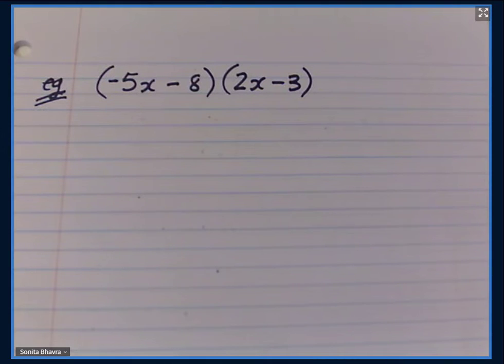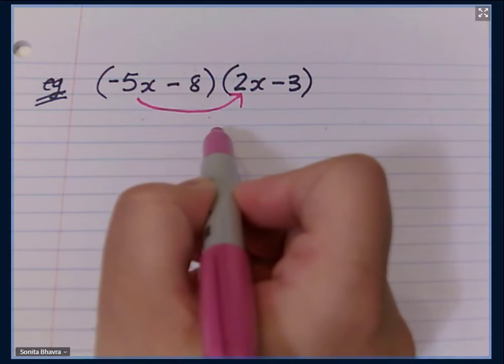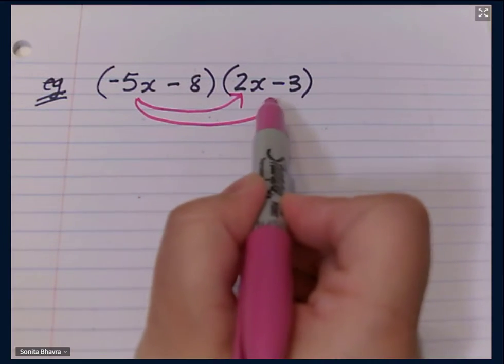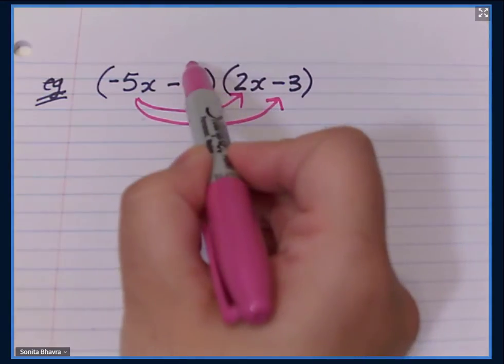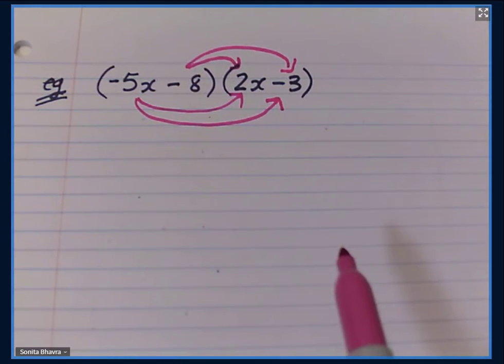All right, so here is our next example, negative 5x minus 8. It's being multiplied by 2x minus 3. They are two binomials, so we have to use the FOIL method. So we use our first, outside, the two terms inside, and then the two last terms. So first, outside, inside, last. And I've just shown it with those arrows.